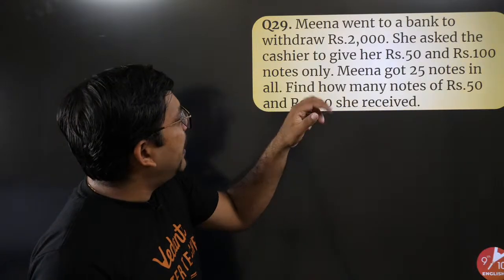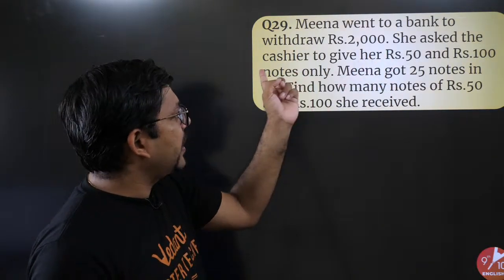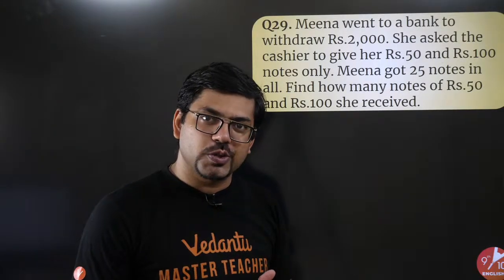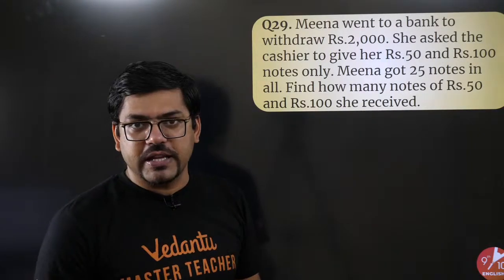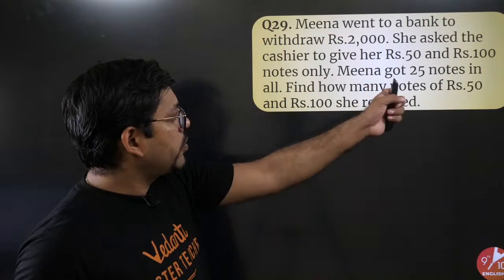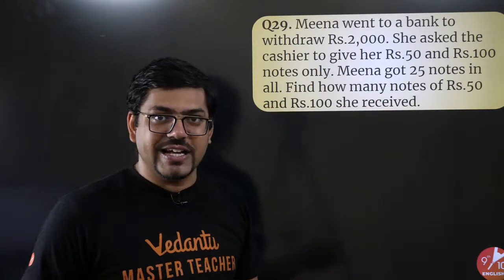Meena went to a bank, withdrew 2000 rupees. She asked the cashier to give her 50 and 100 rupees notes only. I guess I have already solved this question somewhere. 50 और 100 rupees के notes चाहिए उसको. So how many notes altogether she has? So Meena got 25 notes in all. Altogether she has 25 notes.